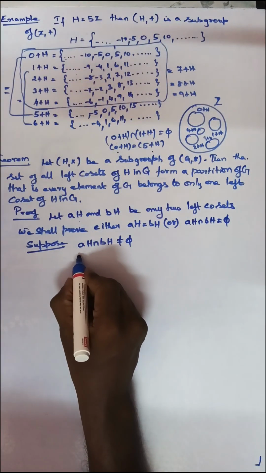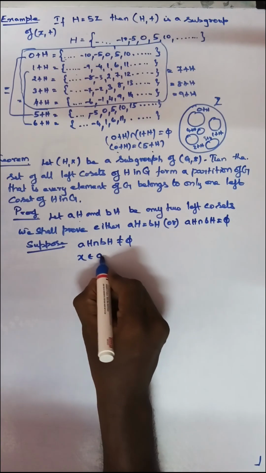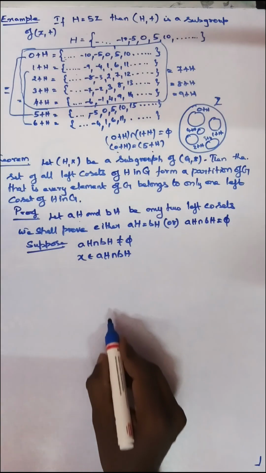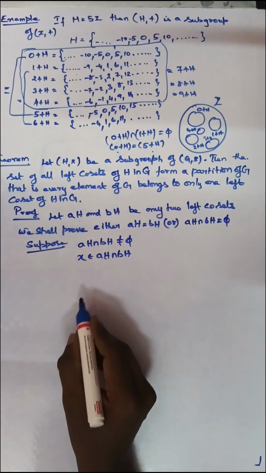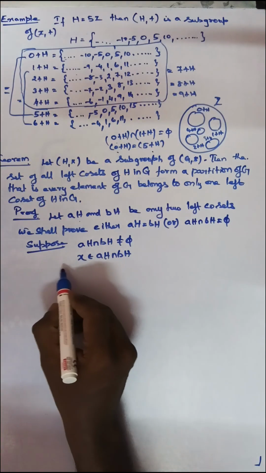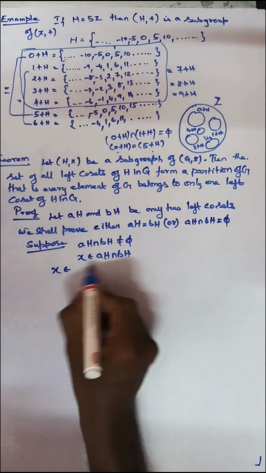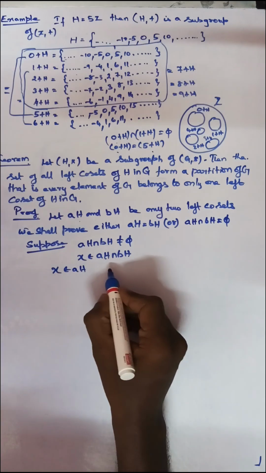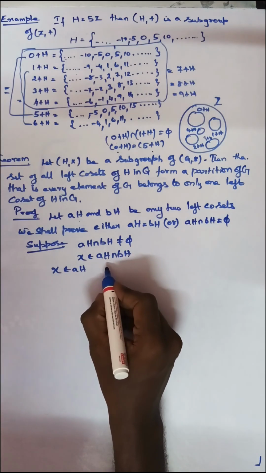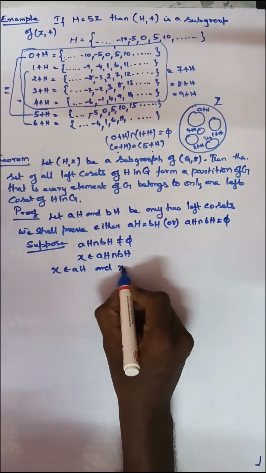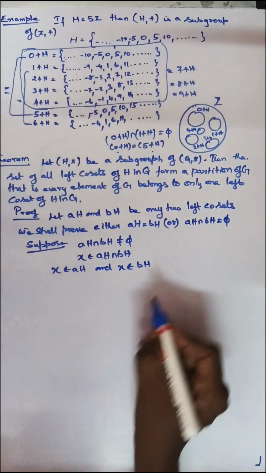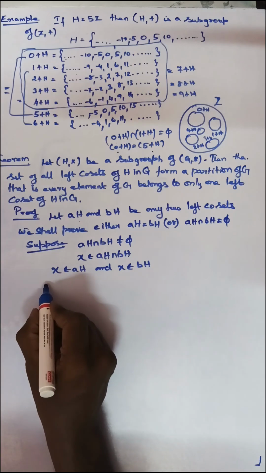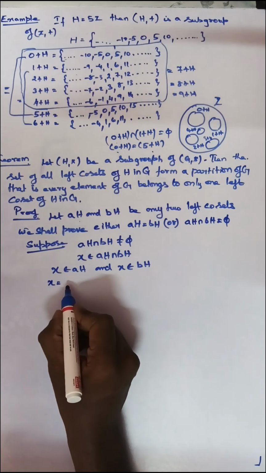Let us consider in general X belongs to AH intersection BH. If this is not empty, then X belongs to AH intersection BH. If it belongs to the intersection, definitely it belongs to AH as well as BH. So X belongs to AH, and X belongs to BH.